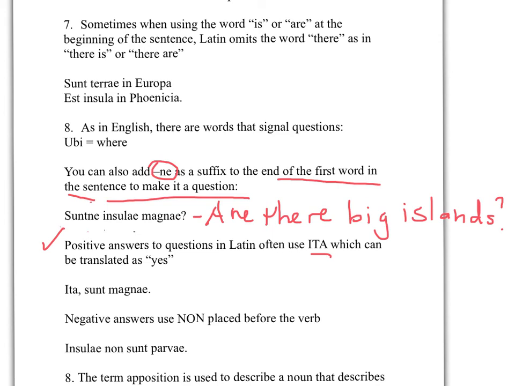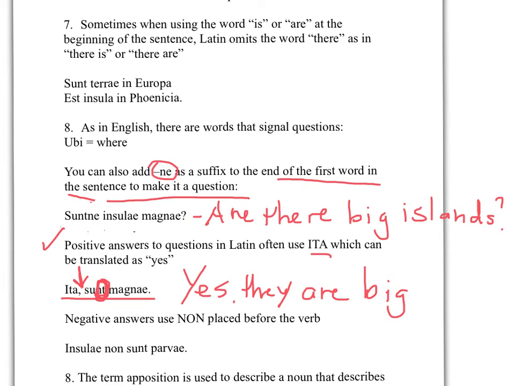So, for example, ita sunt magnae. A good translation of that sentence is yes, they are big. And note again that the word they does not need to be in the sentence because they is supplied by the suffix of the verb.